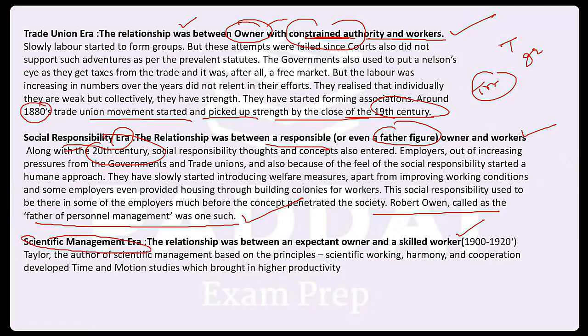Then came your scientific era. This was 1900 to 1920. Here the relationship was expectant owner and skilled worker. Expectant means the owner is expecting something. There is a standard of behavior that is expected of you, and the workers were skilled because the scientific method was used. So Taylor is known as father of scientific management, and his principles included scientific working, harmony, cooperation. He developed time and motion studies to increase productivity. So this was the scientific era.